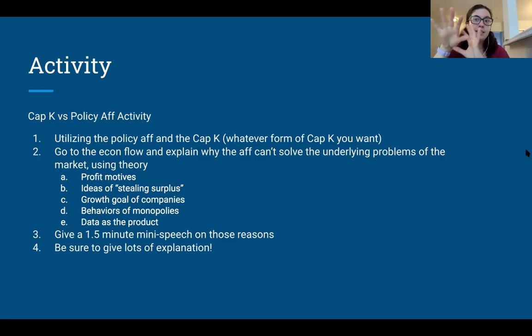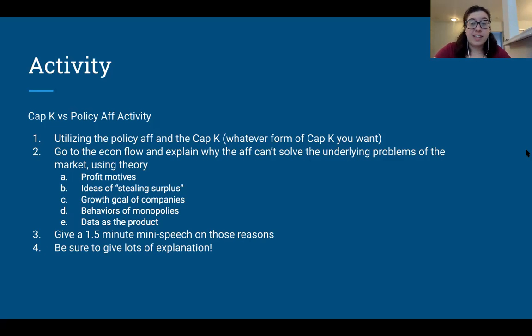Versus a policy activity and thought experiment, so utilizing the policy aff in the packet or any other policy aff, it doesn't particularly matter in this instance, versus whatever form of cap. So thinking about specifically the econ page of the policy aff and explaining why the aff can't solve the underlying problems, I have 5 reasons here. Using the theory, the first is the profit motives and the monopolistic competition, which you saw in the graphs, and the difference between what you charge versus what you're able to create a product for.